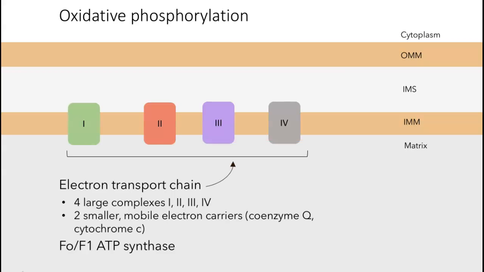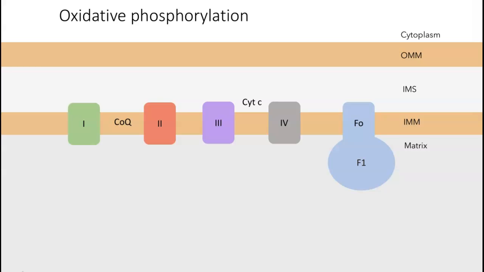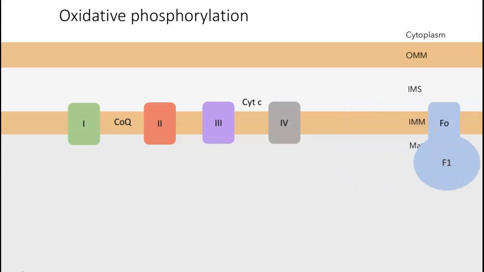There are also two smaller mobile electron carriers called coenzyme Q and cytochrome C, and I've added them to the picture. Notice that coenzyme Q is in the inner mitochondrial membrane. Cytochrome C is in the intermembrane space, where it's closely associated with that face of the inner mitochondrial membrane. The FO-F1 ATP synthase is a lollipop-shaped structure, and again, it's also found in the inner mitochondrial membrane. I want to talk about these one by one, so I'm going to make a little bit more room, and I'll move the ATP synthase out of the way for now.